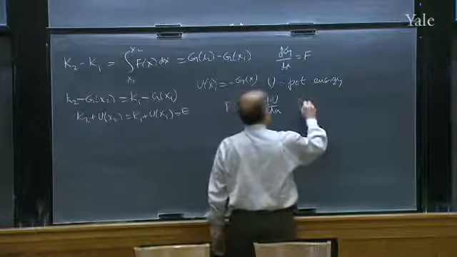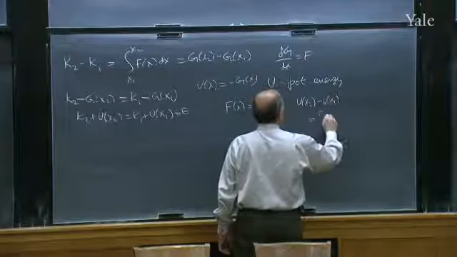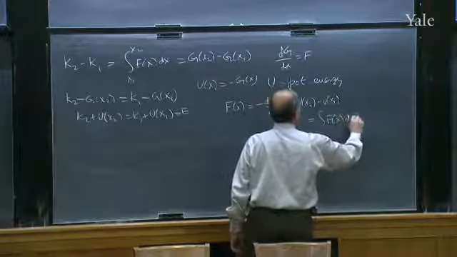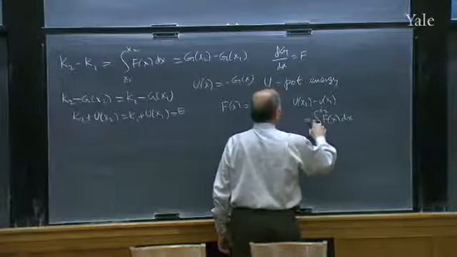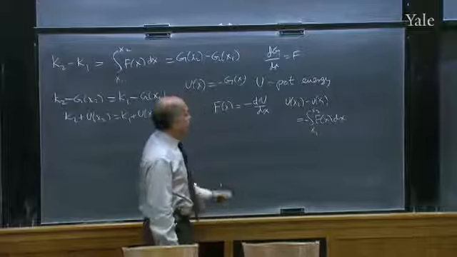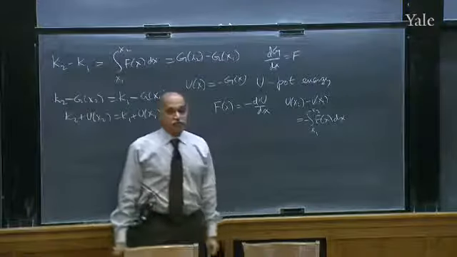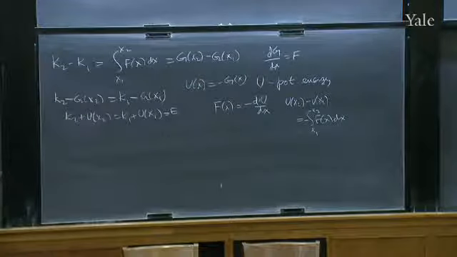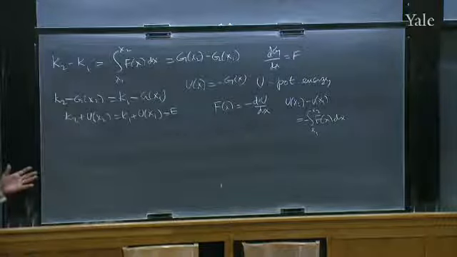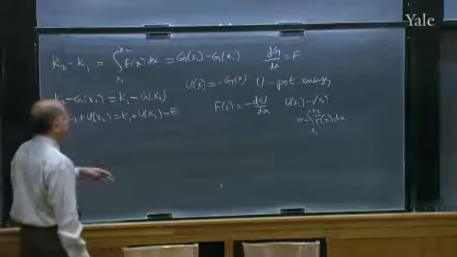And you can also say u of x2 minus u of x1 is minus the integral of f of x dx from x1 to x2. There's a minus sign here. Again, the minus sign is present because f was defined to be minus the derivative of u. So you can go back and forth from potential to force and force to potential. If you knew the force, you can integrate it to get the potential. If you knew the potential, you can differentiate it to get the force.